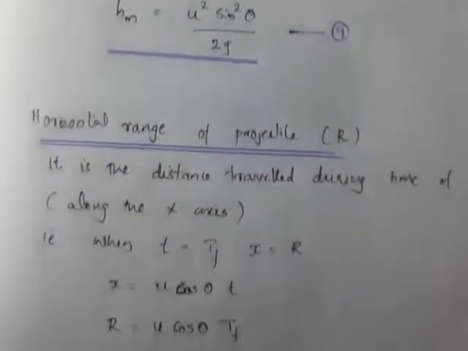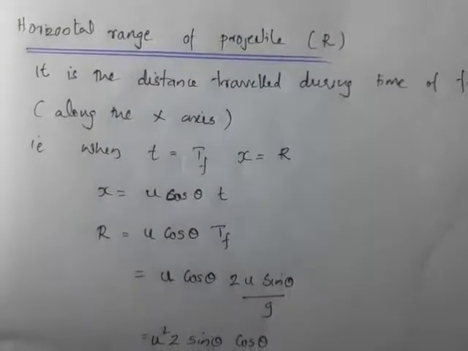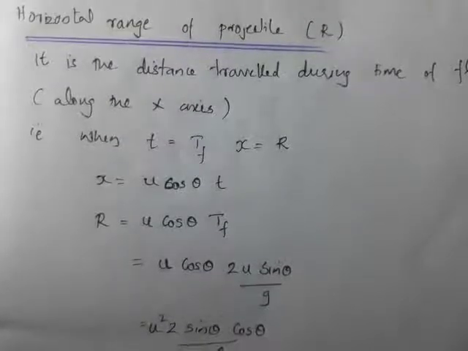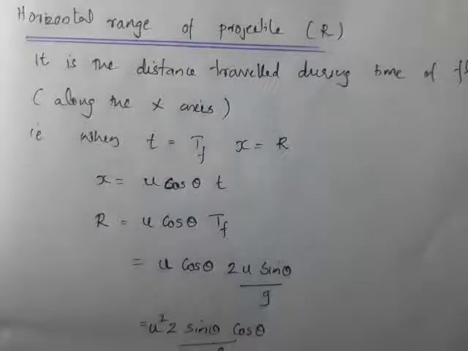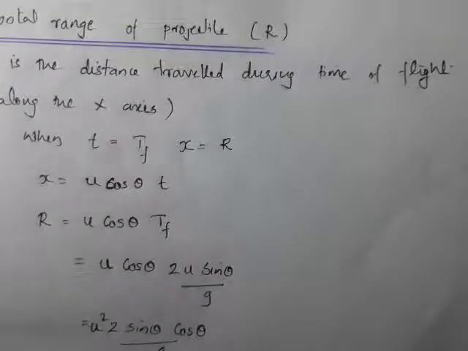Another idea we need is horizontal range of projectile. Horizontal range means the distance covered by the projectile in the horizontal direction. You throw the body from one point in the x direction, how much distance it covers. That is horizontal range. This horizontal range is the distance traveled during the complete time of flight. So you throw this body, it comes back to the ground. The time traveled by the body is the time of flight.